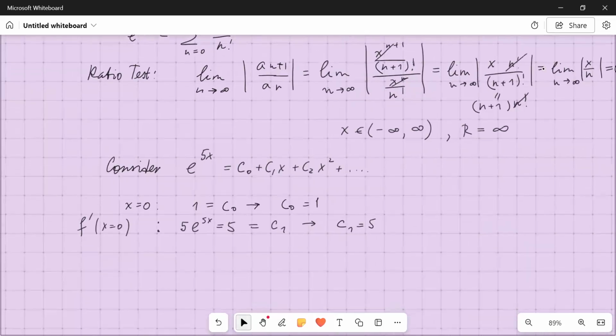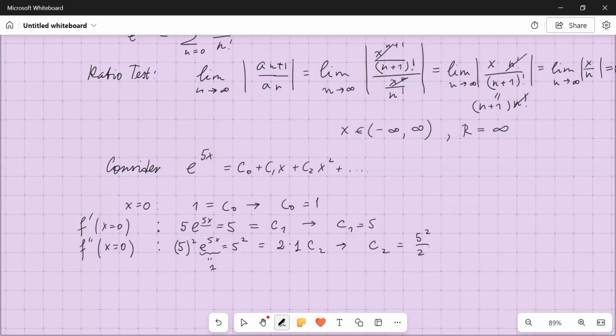I'm going to do the second derivative, and maybe I'm going to do the third derivative to make it more visible. When I do the second derivative, I'm differentiating this expression, and I'm going to get 5 squared, because I differentiate e to the power of 5x, and that's e to the power of 5x, and I differentiate 5x, which is going to give me an extra 5, right? And this e to the power of 5x is going to become 1 at 0, so the extra 5 is going to be 5 squared. And what is going to happen to C2? Well, first, when I differentiated it the first time, it's 2, differentiated the second time is 1, and then C2. So actually, C2 equals 5 squared over 2 factorial.